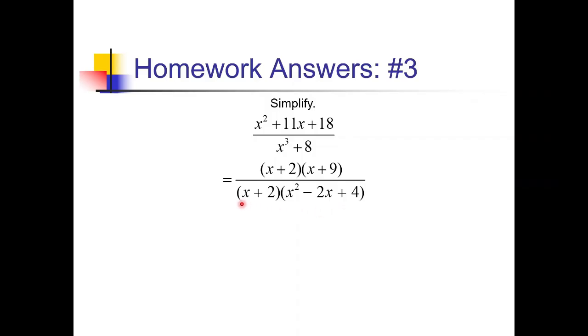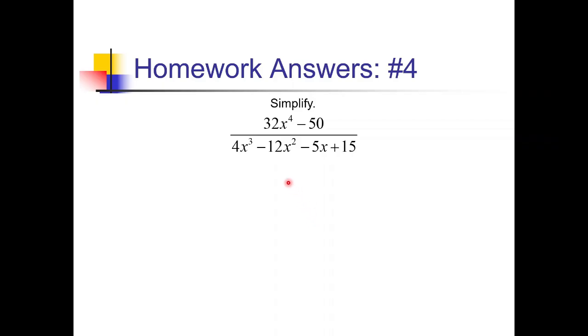So I can cancel out the x plus 2's. I know I can't factor this other piece anymore. This is always fully factored when you use this shortcut. So we've got x plus 9 over x squared minus 2x plus 4. And since I canceled out this x plus 2, that means I have to exclude x equaling negative 2 from my final answer here.